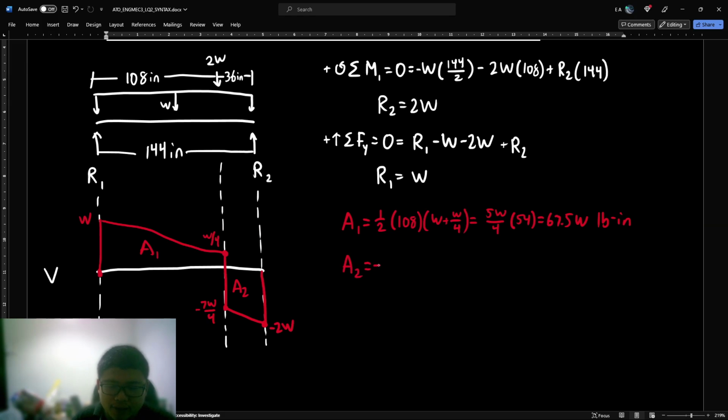For area 2, this is equal to negative, because it is below 0, 1/2 times 36 inches times 7W over 4 plus 2W. This is equal to negative 18 times 15W over 4, which is also going to be equal to negative 67.5 W pound inches.